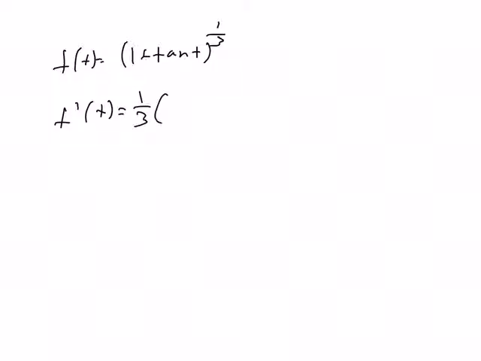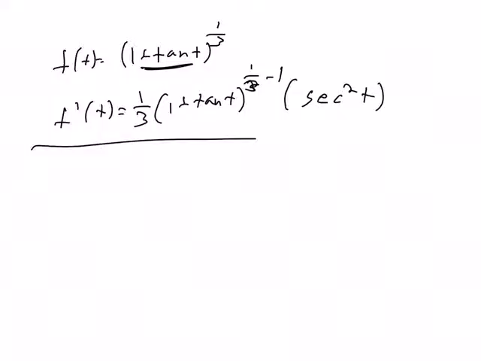Problem 12, we have f of t is equal to 1 plus tangent t, to the 1 over 3. Anyway, so this is going to be 1 over 3 times 1 plus tangent t to the 1 over 3 minus 1, and then times the derivative of the thing inside, which is going to give us secant squared t, because the derivative of 1 plus tangent t is secant squared of t.